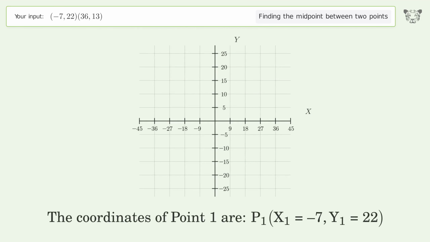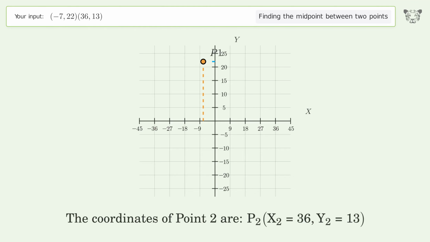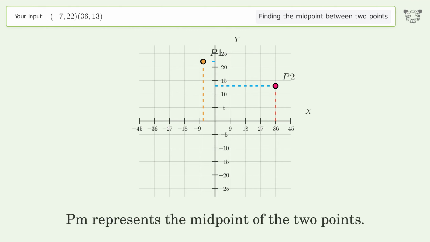The coordinates of point 1 are x1 equals -7, y1 equals 22. The coordinates of point 2 are x2 equals 36, y2 equals 13. PM represents the midpoint of the 2 points.